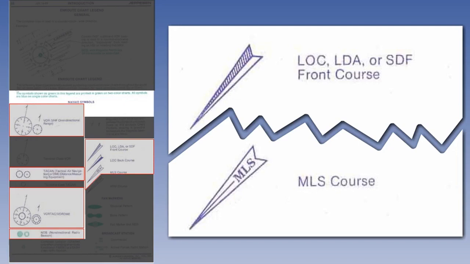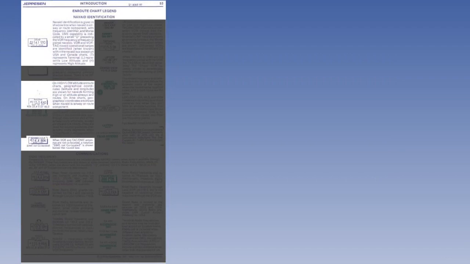It is important to note that the presence of a localizer does not necessarily imply that the glide path information is also available. This can only be determined by reference to the terminal charts, which we shall look at in a later lesson. The upper section on page 53 shows how navigation aids are identified on the chart.